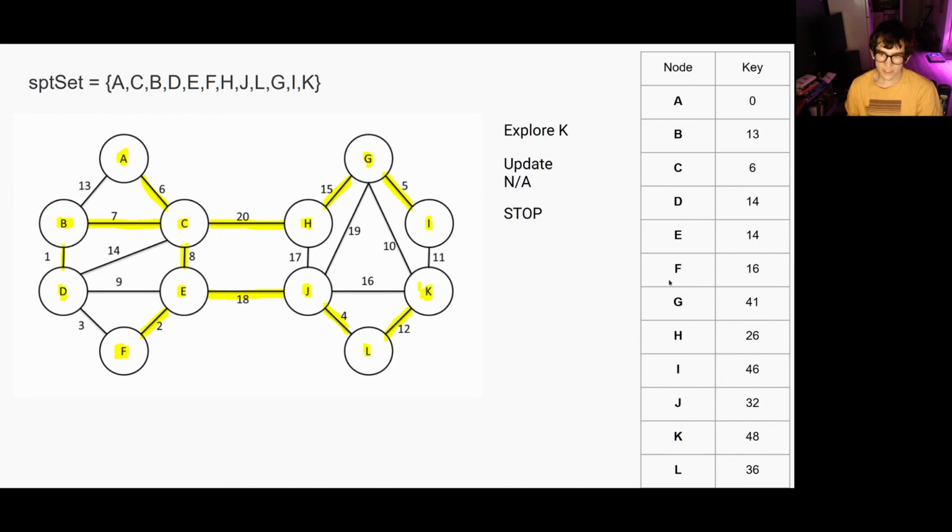And that looks good, since this set here is now full. It has all the nodes in it. We can go ahead and stop. And this is the shortest path graph from A to every other node here. So it looks good. Also, all the other nodes are connected.